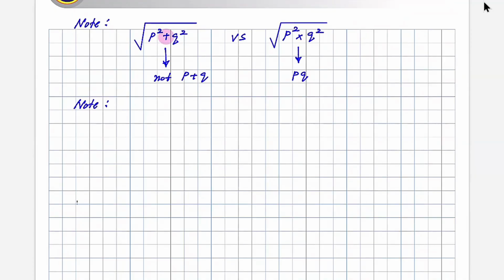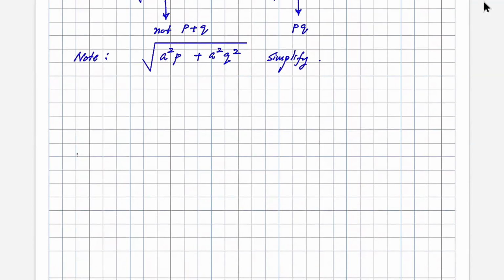So second note. Suppose you have the square root of a squared p plus a squared q squared, right? So you need to simplify. What you can do, leave the square root as it is. You can see a squared and a squared here. We can factorize it, take a squared out. So if you do that, a squared you take out, then you get p plus q squared here, correct?